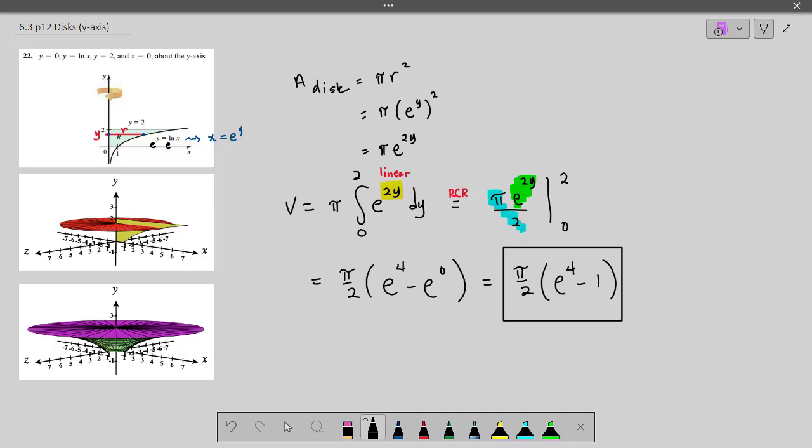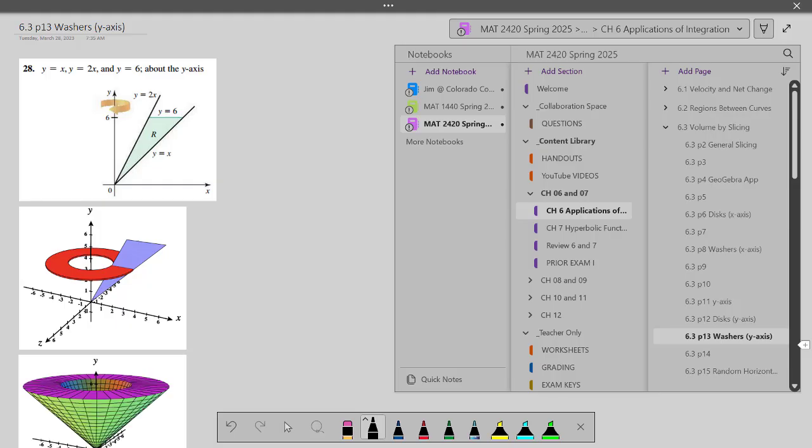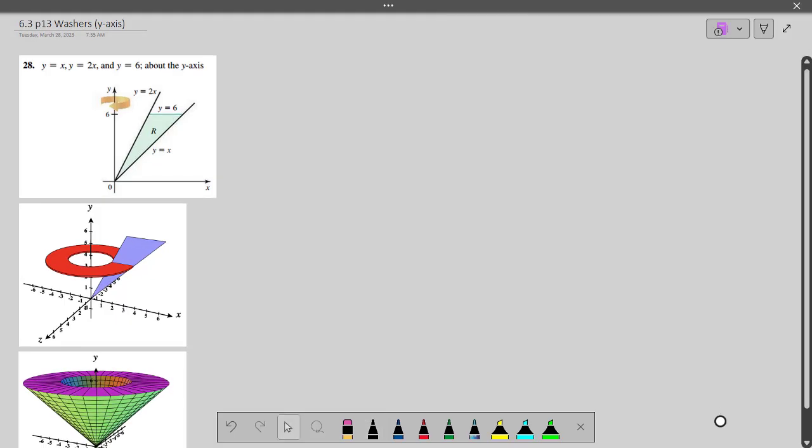Questions on that? We're able to find the volume of some pretty random looking shapes at this point. Okay, so let's go for another one. There is a horizontal element right there. That horizontal element is at a random y. You guys try to set up the area of that corresponding washer.